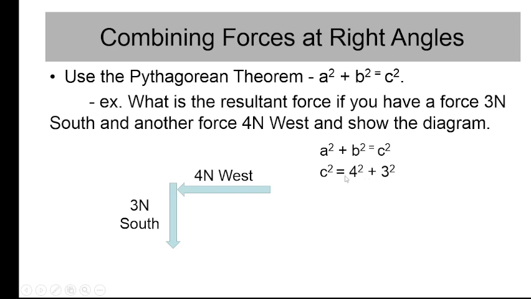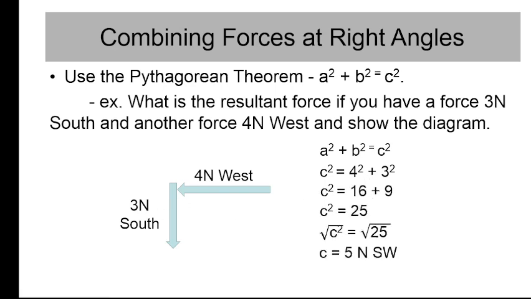So c square equals 4 square plus 3 square. Simplifying, you have to find out the C value. C value is 5 Newton, and in what direction will it be? In the southwest direction. My hypotenuse gives me the resultant force, so it will be in the southwest direction.